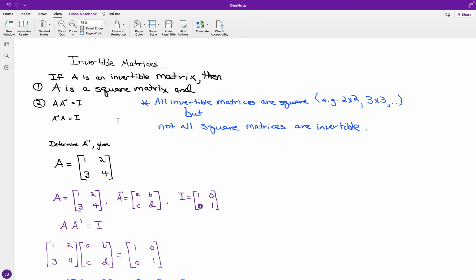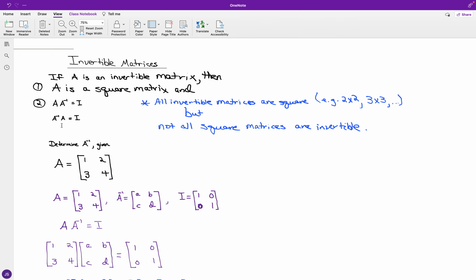Included with the fact that A is a square matrix, we're going to have it such that A times its inverse is going to be equal to the identity matrix, which is also going to be a square matrix, and also the inverse of A times A itself is also equal to an identity.